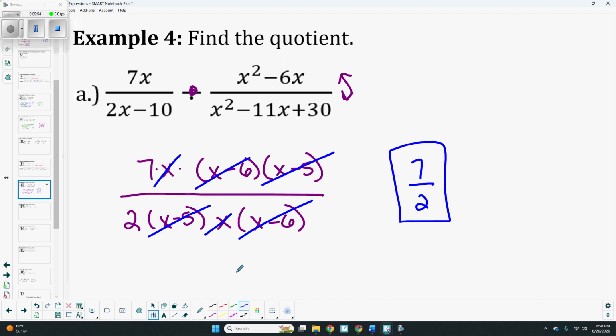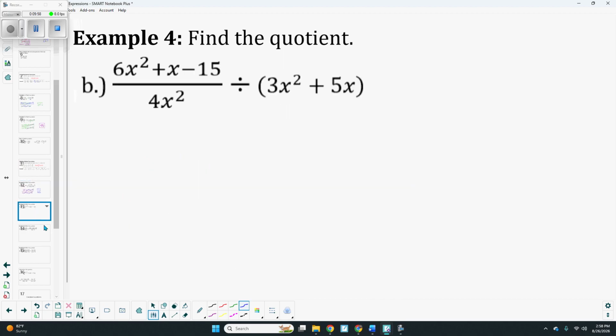All right, for B, I'm dividing by this one thing, which means timesing by its reciprocal. So timesing by 1 over that. So 6x squared plus x minus 15. We have to factor this first. And this one requires a little bit of work. So we have to start with doing 6 times negative 15 to get negative 90.